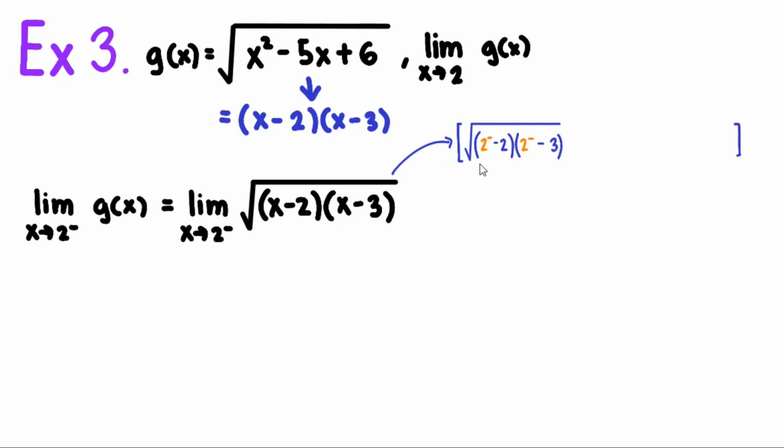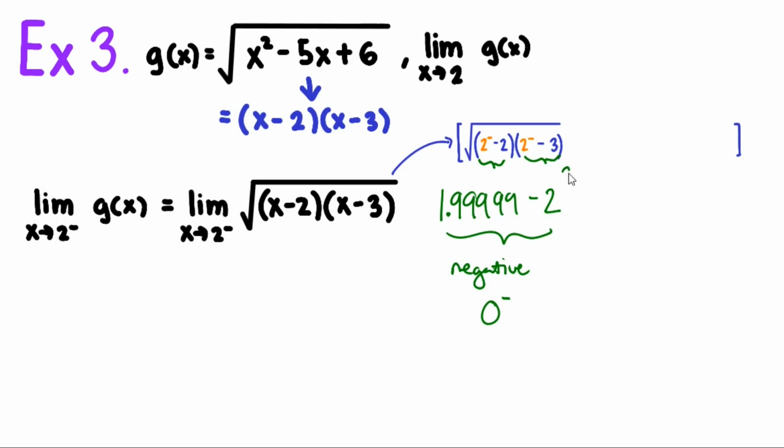Observe here that for this one out here, we'll have 2 from the left, so that our values are like 1.9999 minus 2. We know that this outcome is negative. So we'll have here 0 from the left. For this one, we have 2 minus 3. Note that we can simply remove the negative sign out here since the outcome for this one will be negative 1.